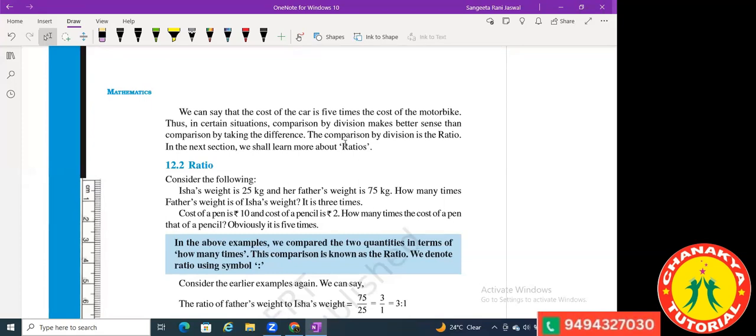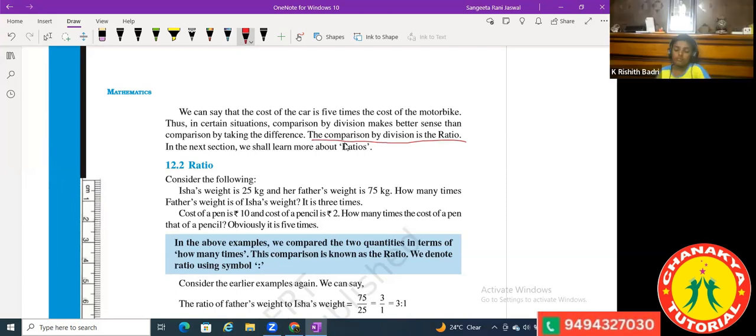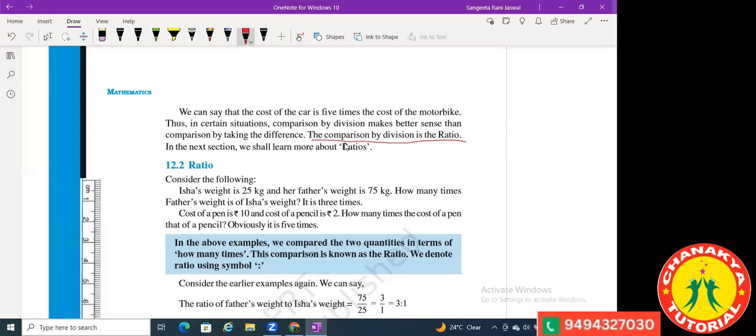One comparison is by difference, finding the difference. One comparison is by division. So the comparison that we do by division is called ratio. It's clearly written in your books also. But one thing you have to remember is that whenever we are finding ratios, the two things should have the same units.